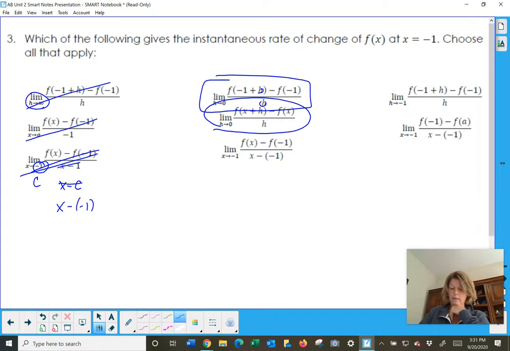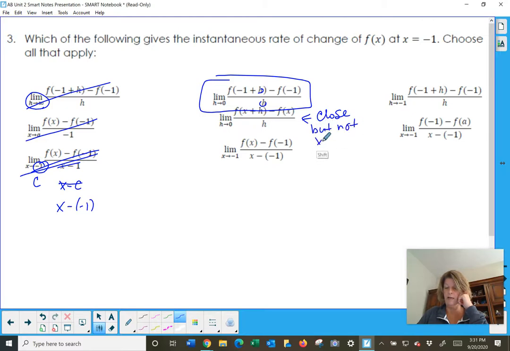Oh, but that's not going to find it for me. That's going to give me the general derivative. That's going to be all in terms of x's. I think we got to back that off. This is close, but doesn't help us at negative 1. It's not at x equals negative 1. So for that reason, I'm not going to circle it.